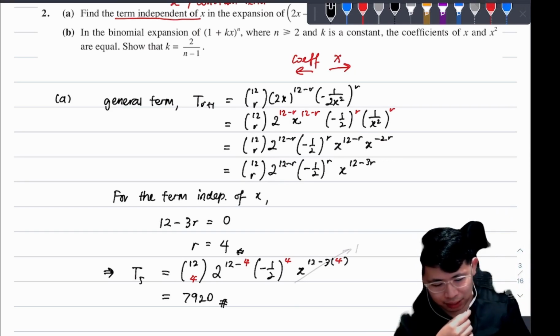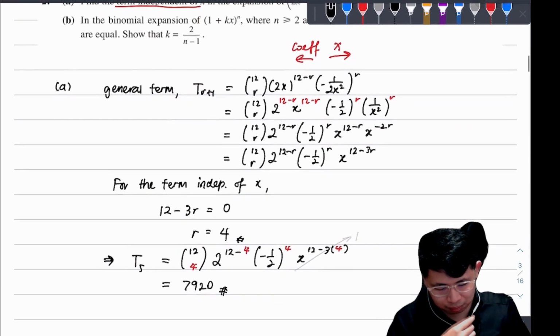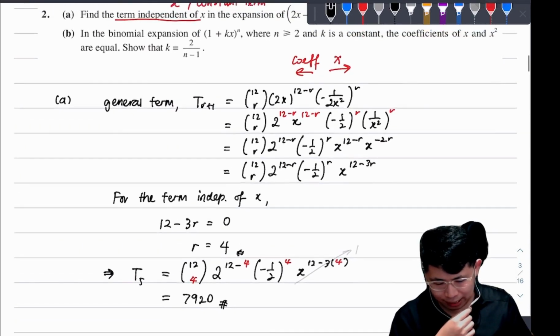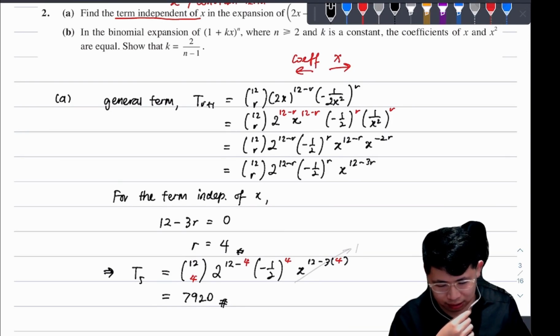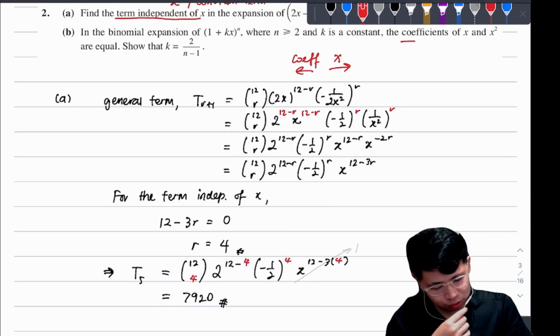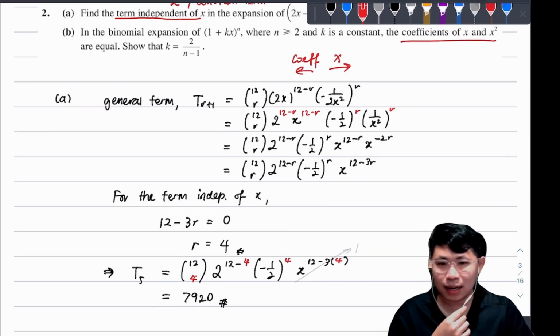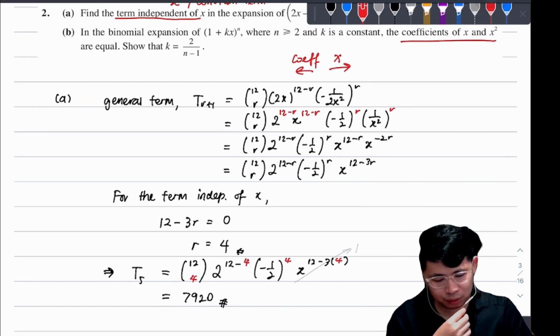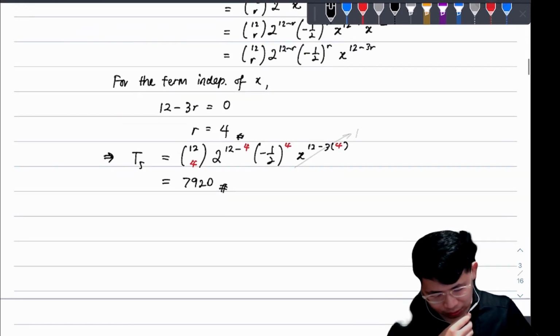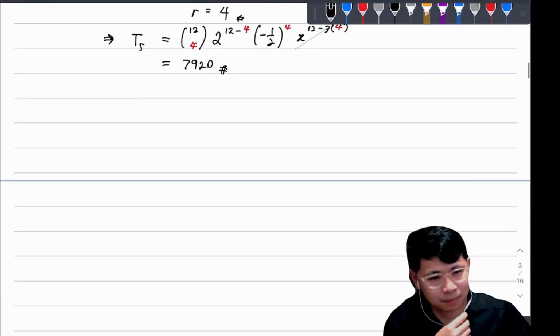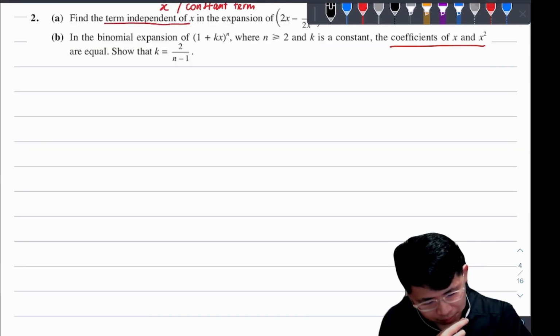Now part B, in the binomial expansion of 1 plus kx to the power n, n is greater than 2, k is a constant. The coefficients of x and x squared are equal. So we need to show something. Let us expand for part B.